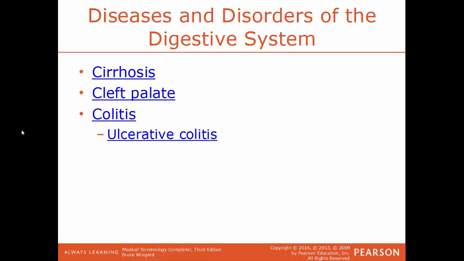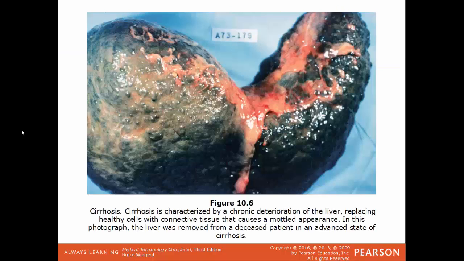And this can lead to a condition called ulcerative colitis, which is a long-lasting inflammation of the colon. All right, in this example, we have an image of cirrhosis, a chronic breakdown of the liver, and then it becomes very, very thickened and will slowly lose its ability to function properly. So this looks nothing like what a normal healthy liver should look like.